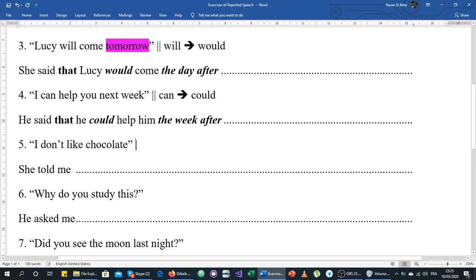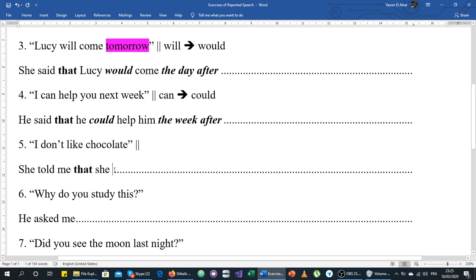I don't like chocolate. What is this? This is a statement, because it's not a question, it's not a comment, so it is a statement. So here we have that. You notice here, told me, it means that he is talking to me. So if we need a pronoun here, it will be referring to me. So she told me that. Here we have I. Who is speaking here? It's not me who is speaking, it's she. So here we will have she.